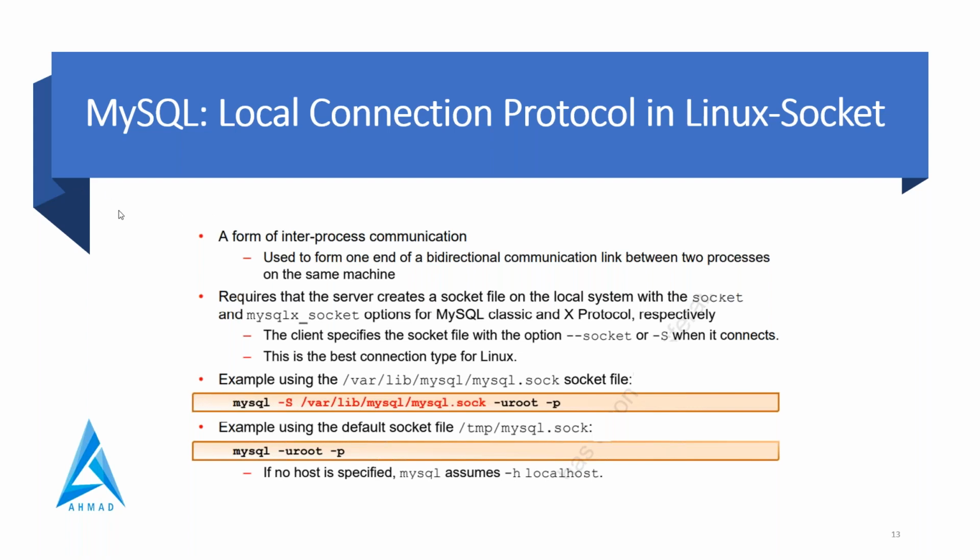Also, inter-process communication forms one end of a bidirectional communication link between two processes on the same machine. The client specifies the socket file with the option -S, capital S, or you can type --socket. This is the best connection type for Linux.